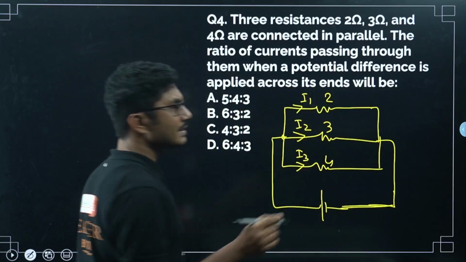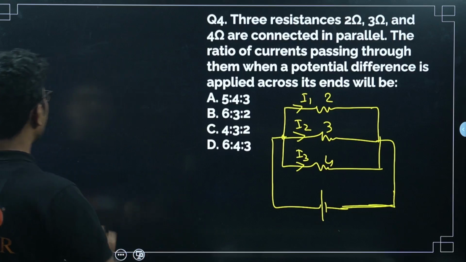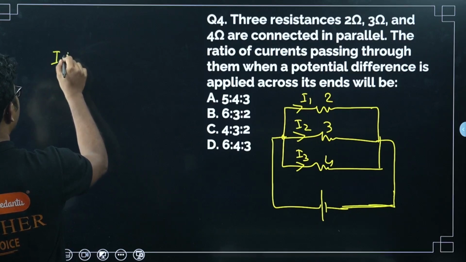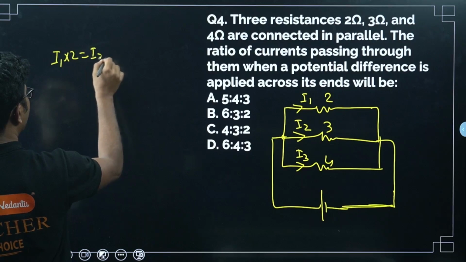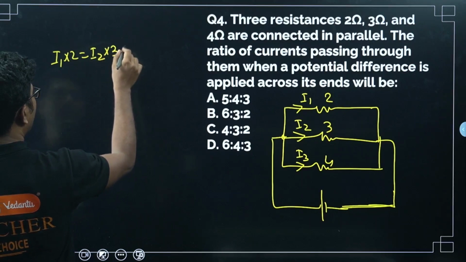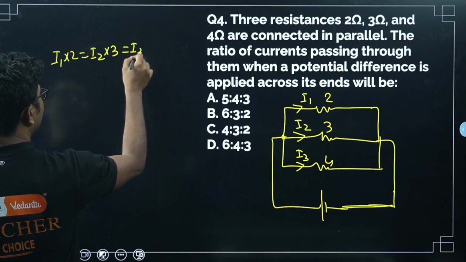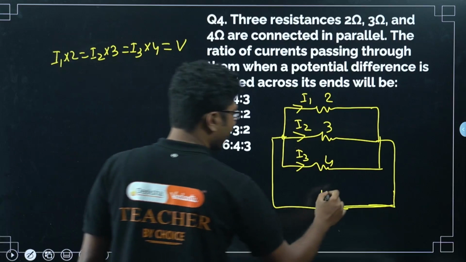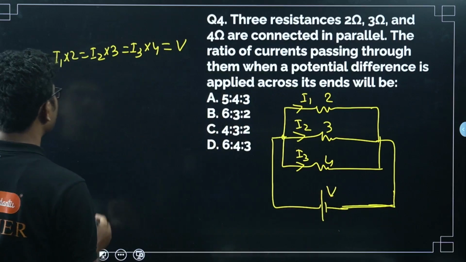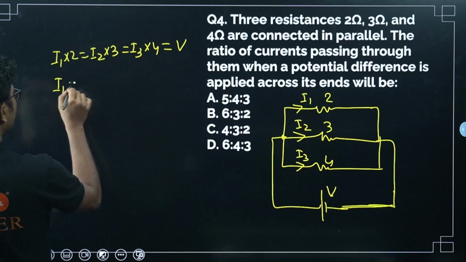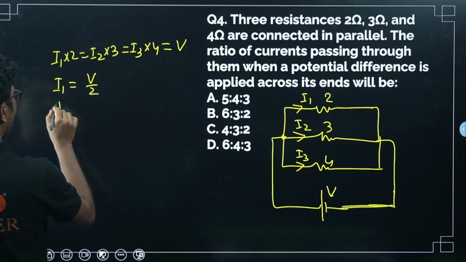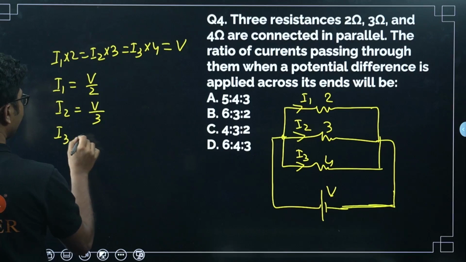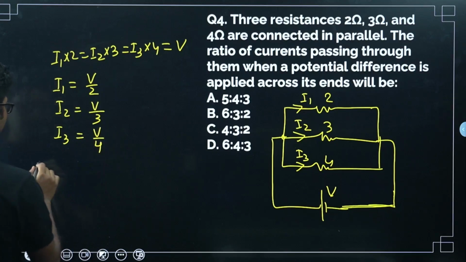Now potential difference across each of them is the same. So what can we write? We can write I1 times 2 equals I2 times 3 equals I3 times 4 equals the potential difference that we have applied, right? So I1 becomes V by 2, I2 becomes V by 3 and I3 becomes V by 4. So now they have asked you what is the ratio.